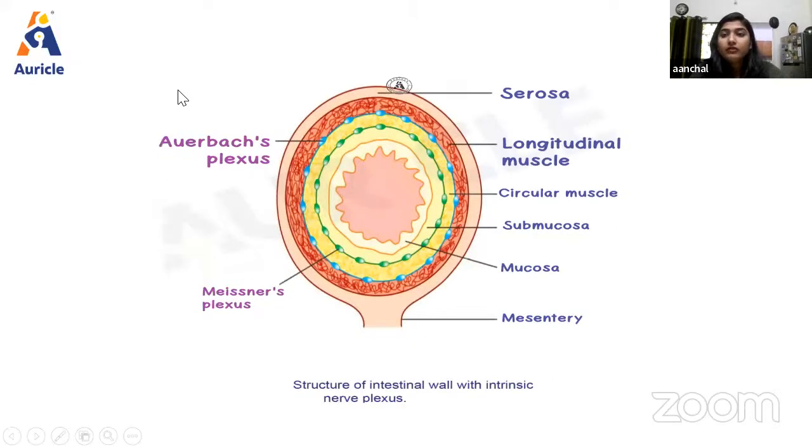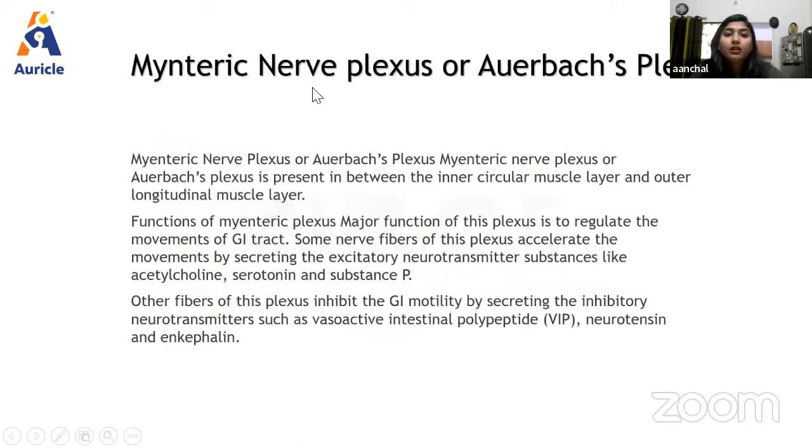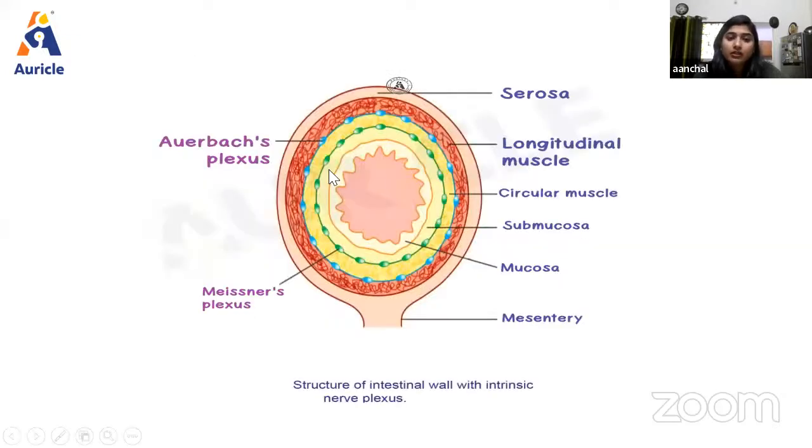So next we have this structure we have already discussed. We have discussed that Auerbach's plexus is present and Meissner's plexus is here. Okay, so we're going to discuss in a little bit more detail the myenteric plexus or Auerbach's plexus. So basically the myenteric nerve plexus or Auerbach's plexus is present between the inner circular muscle layer and outer longitudinal muscle layer as we have discussed. Here is the structure.